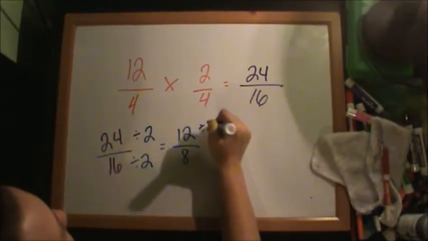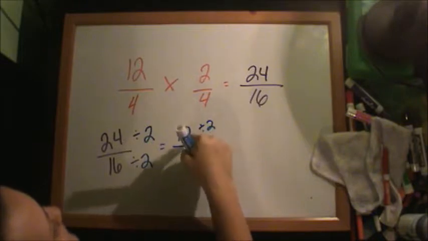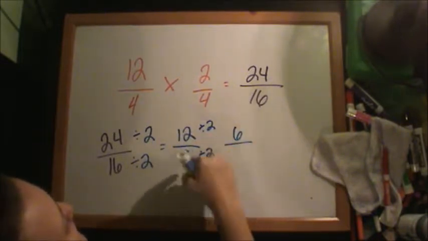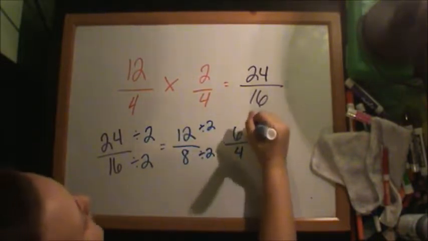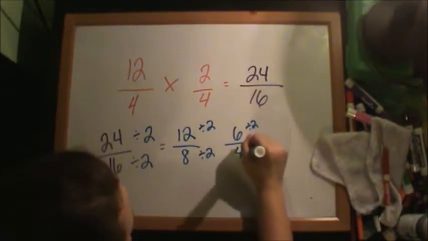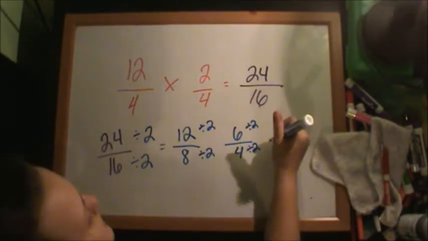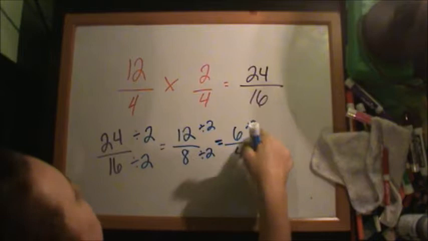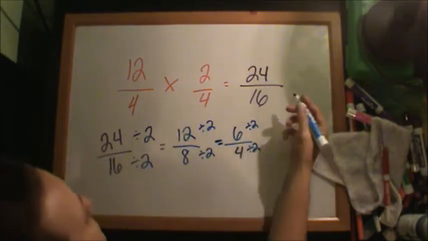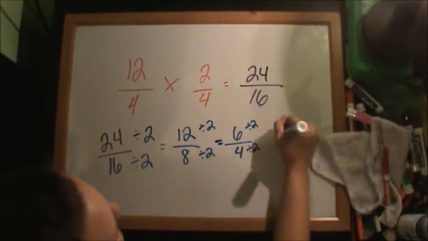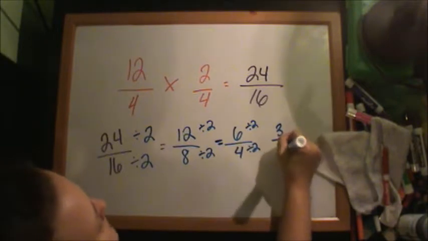Each of these can be divided by 2 again. 12 divided by 2 gives me 6. 8 divided by 2 gives me 4. They can be divided by 2 again. 6 divided by 2 gives me 3. 4 divided by 2 gives me 2.